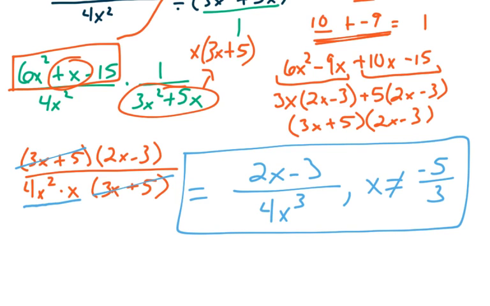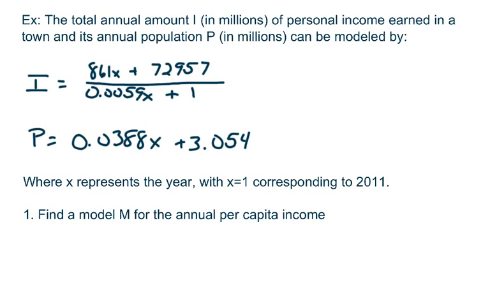All right, I'm running a little short on time, so I'm going to give you the story problem. The total amount I, in millions, of personal income earned by a town and its annual population P, also in millions, can be modeled by those two equations. I equals (861x plus 72957) over (0.0059x plus 1), and P is equal to 0.0388x plus 3.054, where x represents the year with x equals 1 corresponding to 2011.